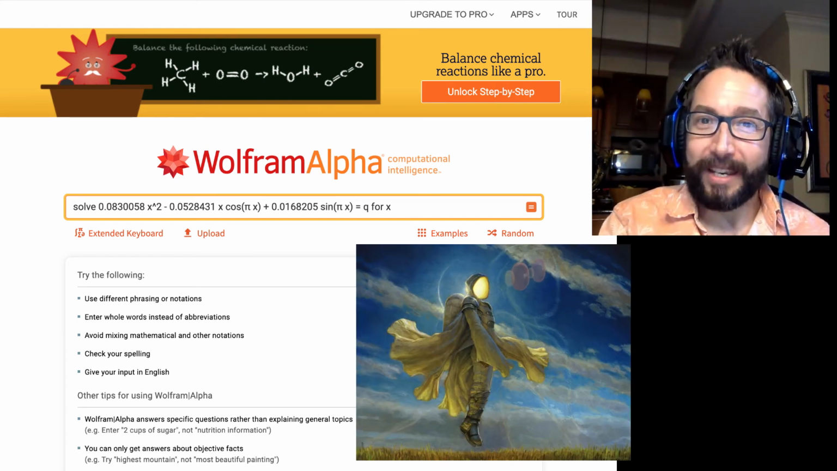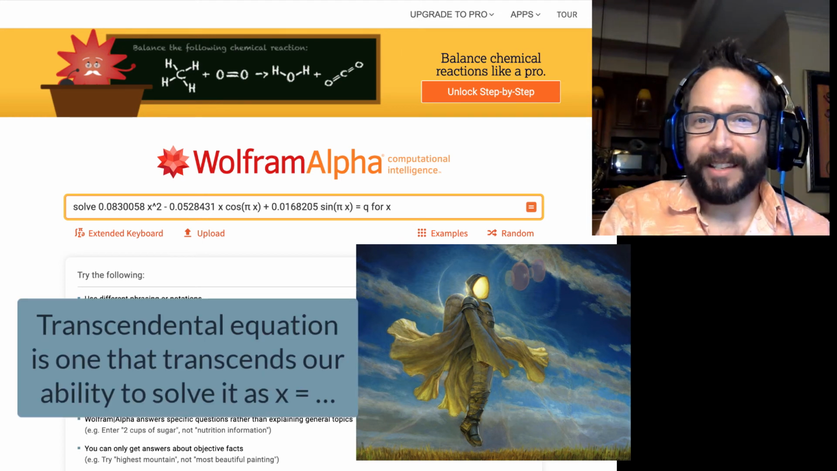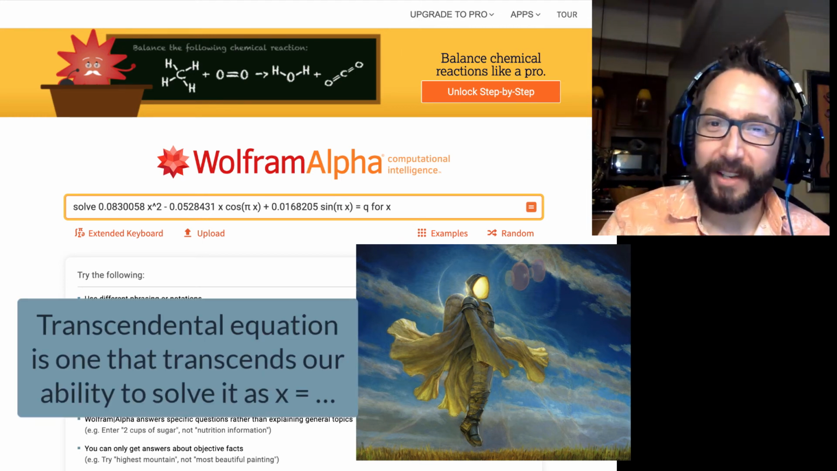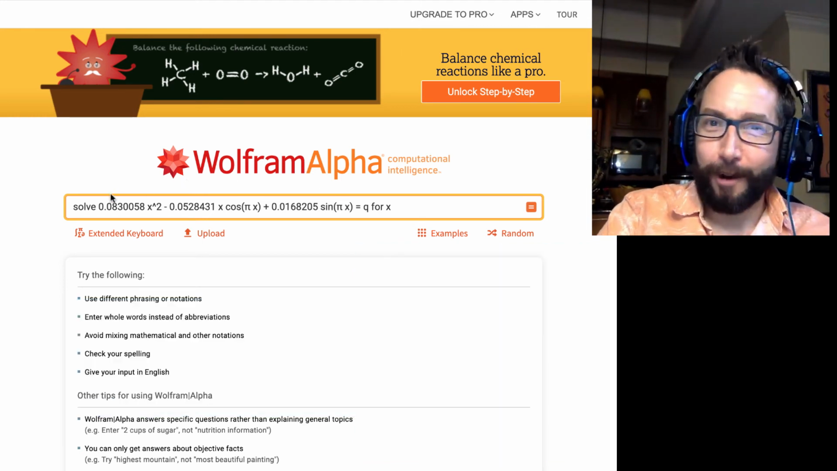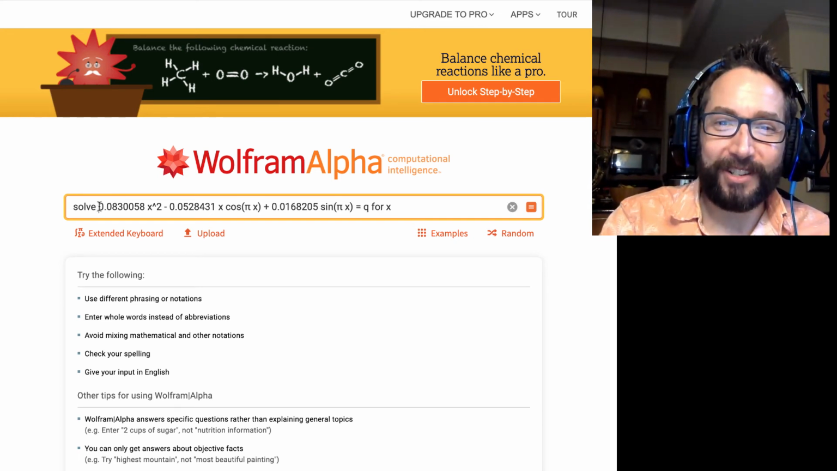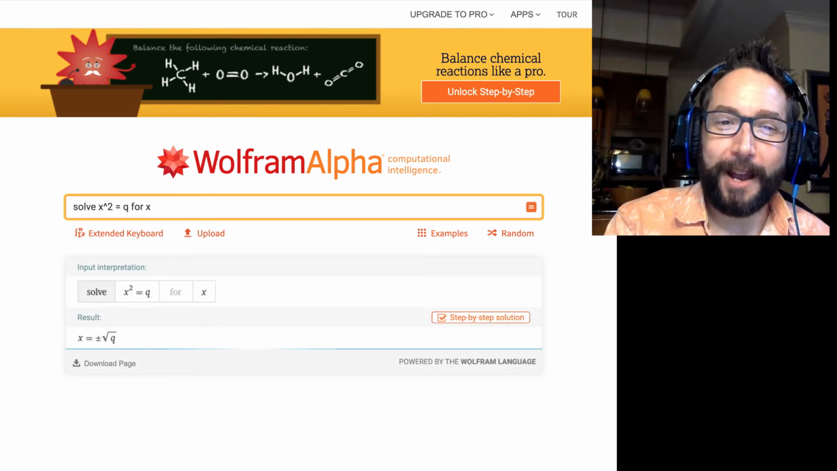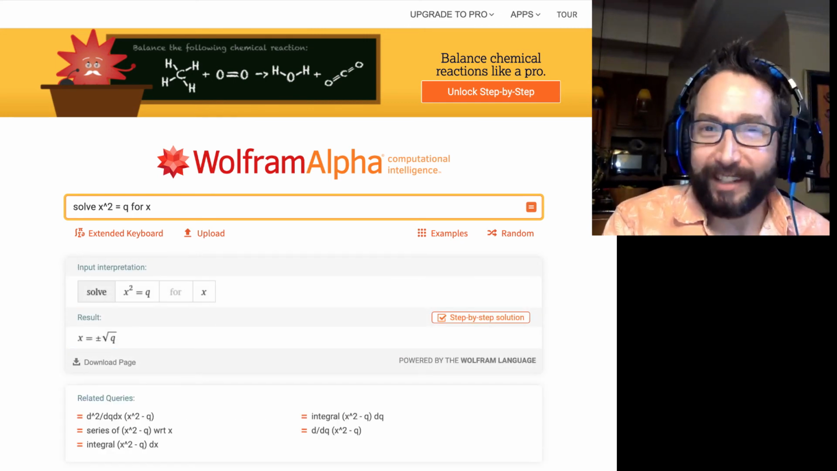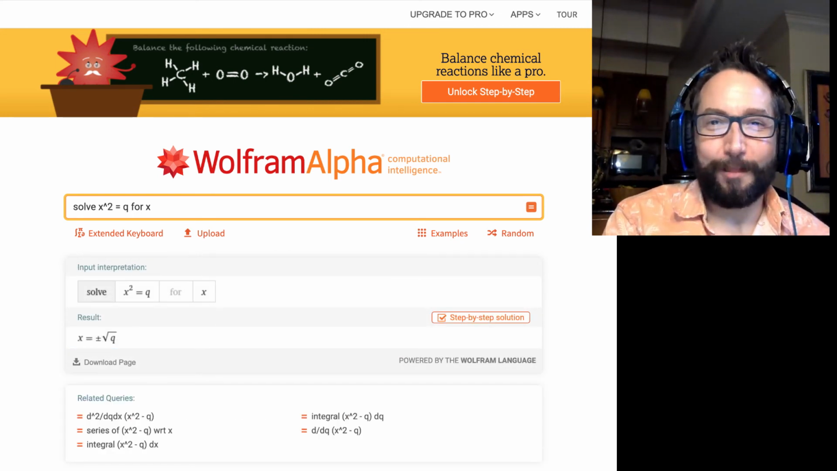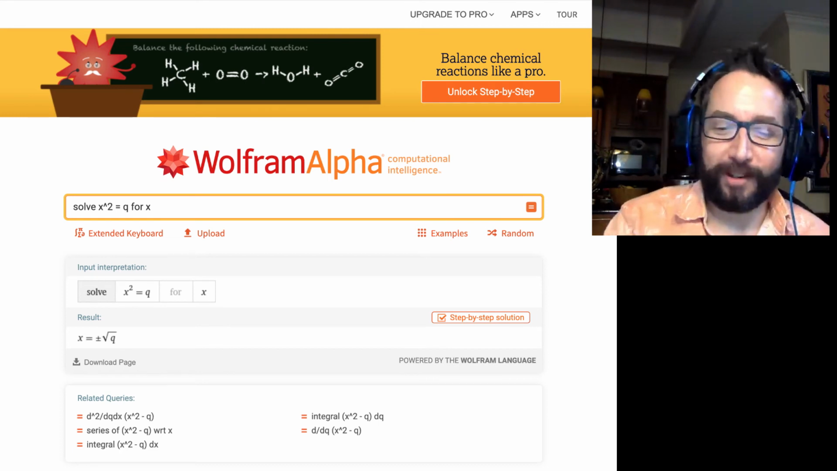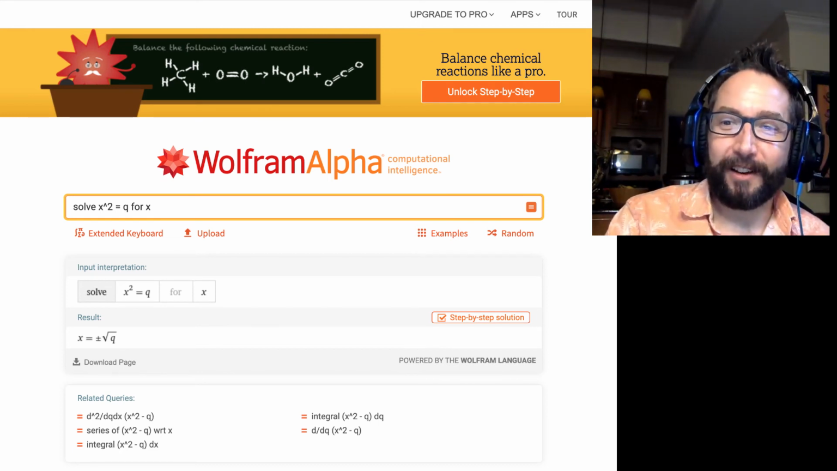This is something that we can't come up with as a solution that's as nice and neat and pretty as x equals ... Notice there's nothing wrong about my syntax here. If I were to just say solve x squared equal to q, Wolfram Alpha is able to handle that no problem. It's just that the equation that we're trying to solve for is just too complicated for Wolfram Alpha. There is no solution, and Wolfram Alpha had trouble identifying that.